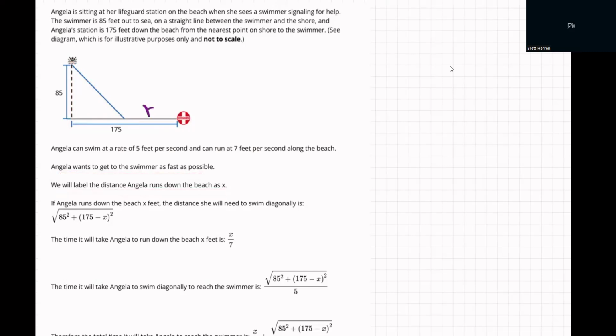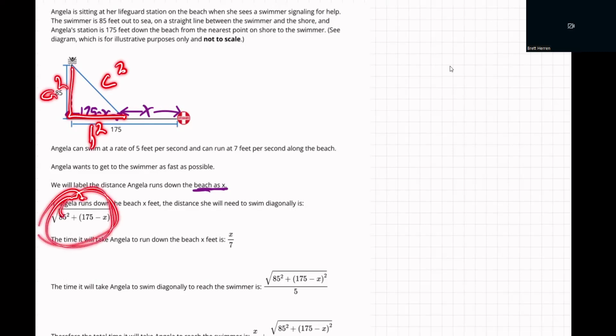We will label the distance Angela runs down the beach as X. So we'll say, okay, this is X. How far she runs down the beach is X. Then if Angela runs down the beach X feet, the distance she will need to swim diagonally is this. We got this from a right triangle, because this part right here is going to be 175 minus X. If the whole distance is 175, take away X, this has got to be 175 minus X. And then in the right triangle, 85 squared plus (175 minus X) squared is C squared, A squared plus B squared equals C squared. Then you solve for C and you get this.